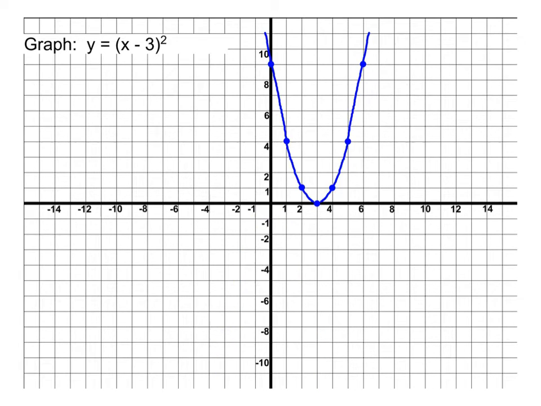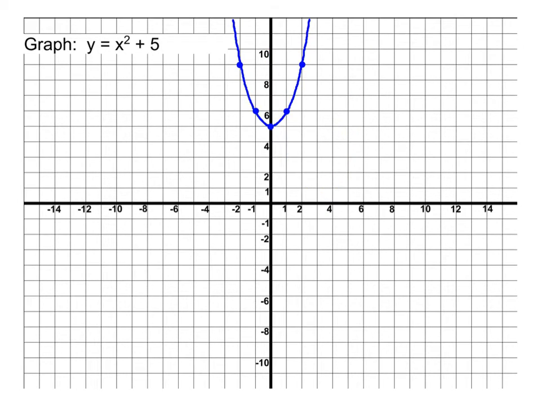Second one. In this case, the minus 3 is inside the parentheses. That means it's in with x. Therefore, it goes over, specifically to the right. And so that's how I get to my first point here. Once I'm at that first point, then once again I follow the same pattern. Over 1, up 1, over 2, up 4, over 3, up 9 on both sides, all the way along.